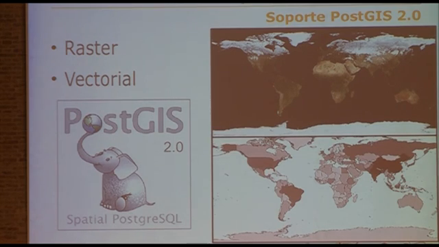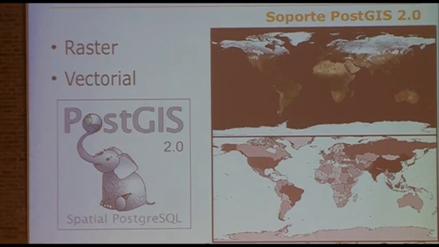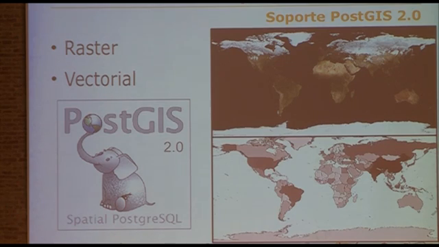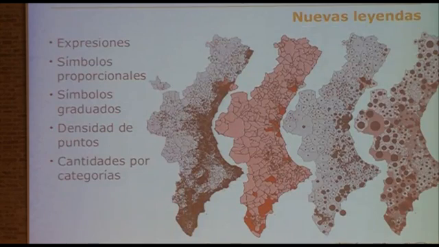PostGIS 2.0 support, highly demanded functionality. It is totally new for raster and vectors. That's it, really. Well, it's a key function.